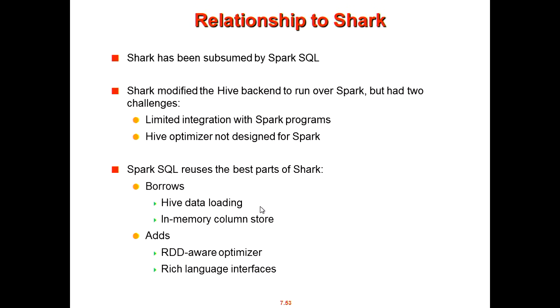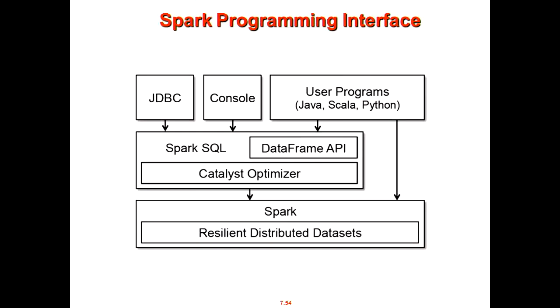These are ideas borrowed from Hive and some other in-memory column store systems. And it adds an RDD-aware optimizer for optimization, and much richer language interfaces. You can use Python, Scala, and Java to do these things. And the Spark programming interface with Spark SQL can be like this.